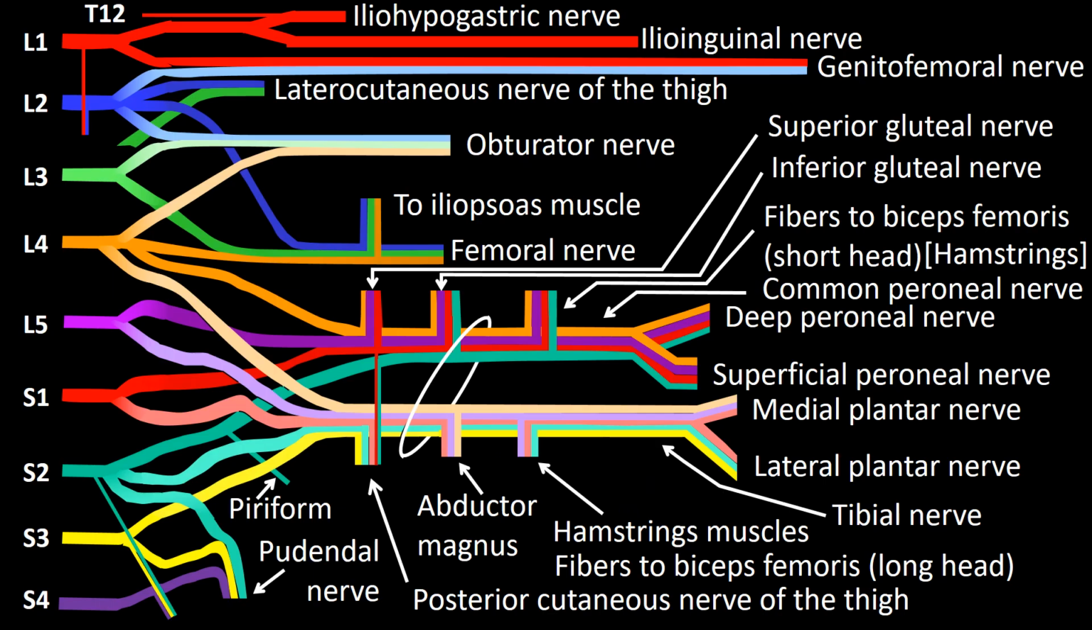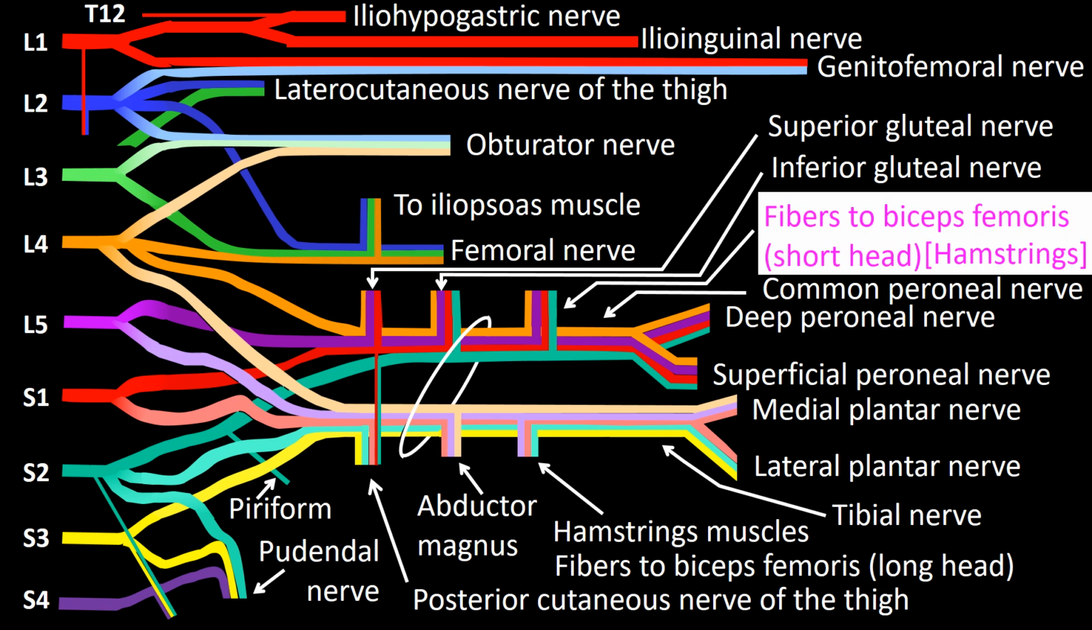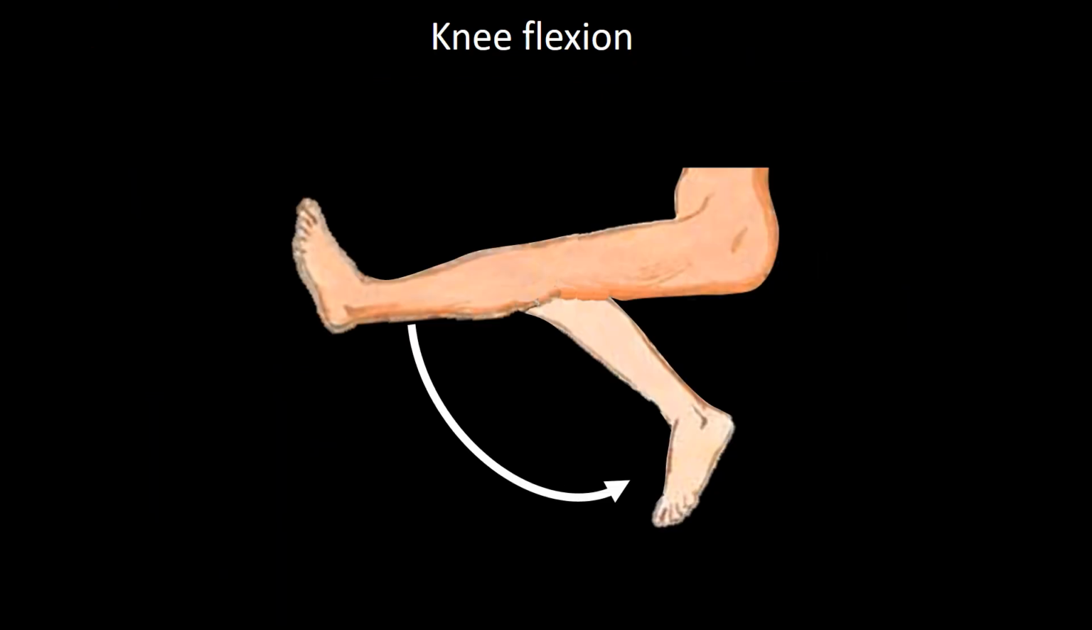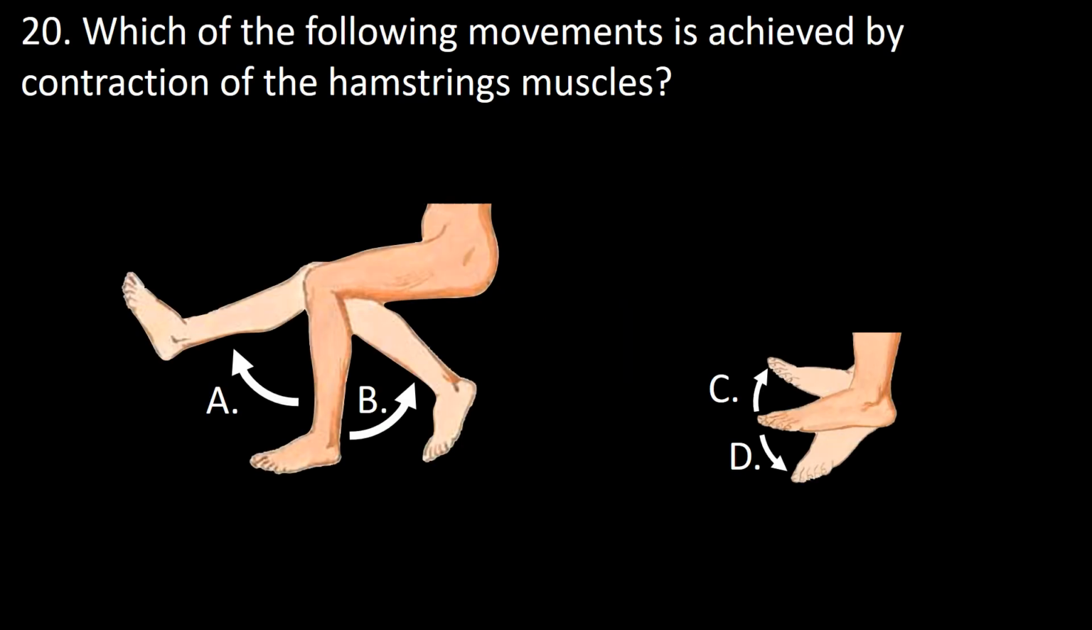The innervation of these muscles goes through the peroneal arm of the sciatic nerve for the short head of the biceps femoris and through the tibial arm of the sciatic nerve for all other muscles. Contraction of these muscles produces knee flexion. So the answer to this question is B.